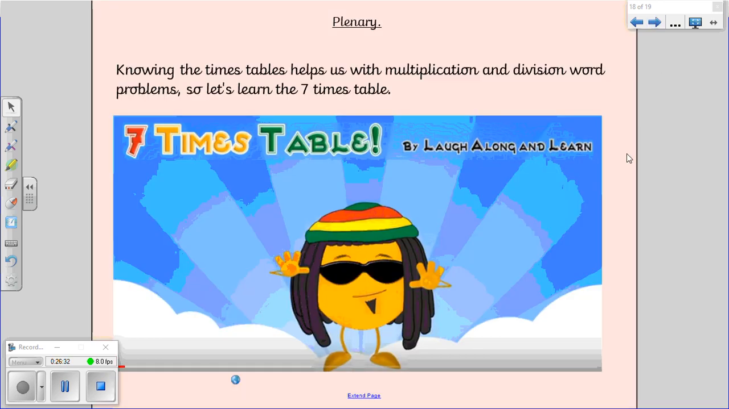Okay, to finish off the lesson, you may want to practice your 7 times table. So you can use this link and it's a bit of a song using the 7 times table if you want to. Okay, so well done for today and super work.